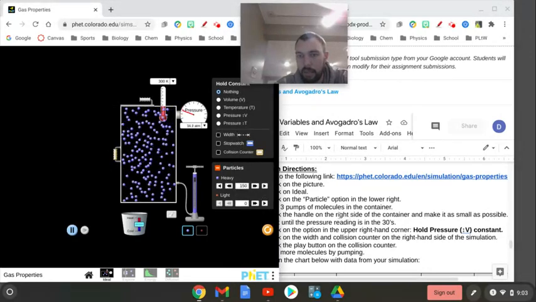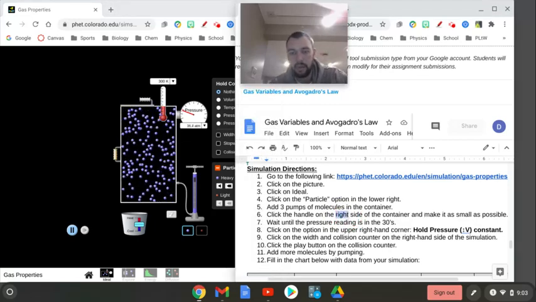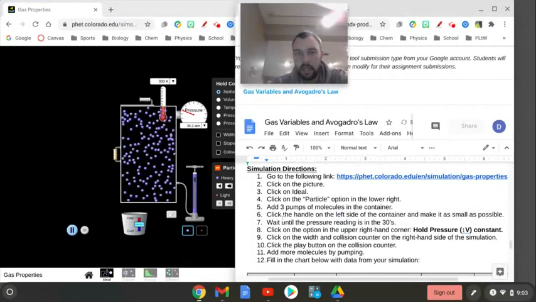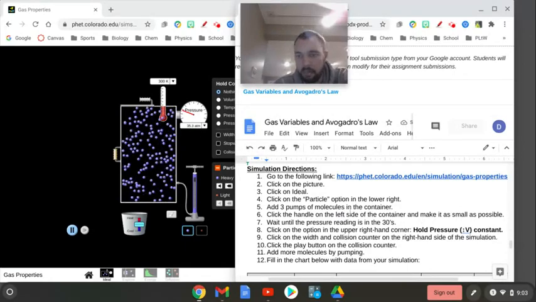That should probably be handle on the left side. I'll change that right now. Okay, 7. Wait until the pressure reading is in the 30s. Okay, it's in the 30s.